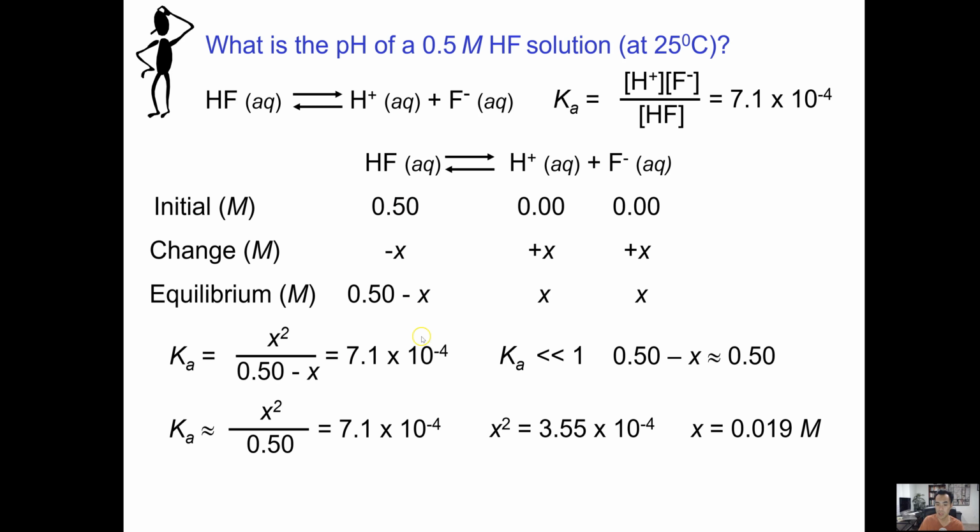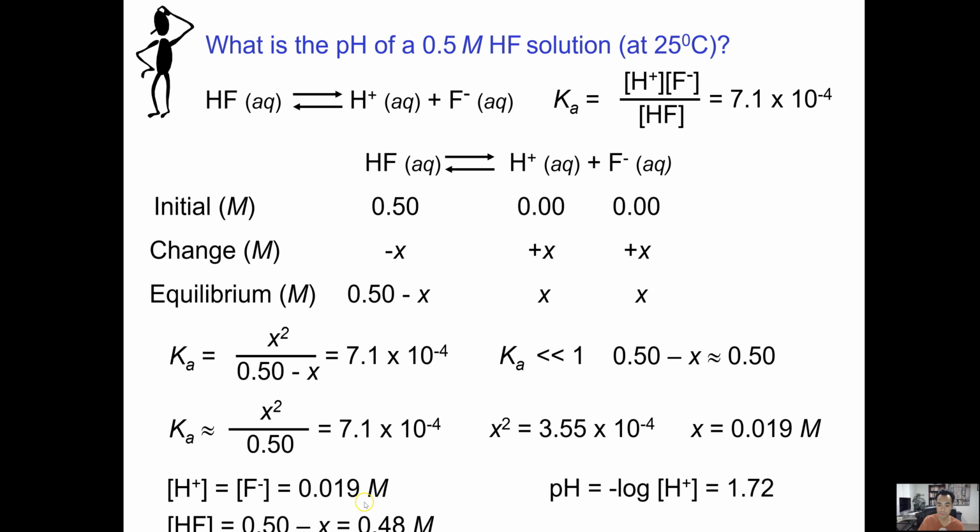However, they're looking for the pH value. So what we're going to do is assume that the number of H plus and F minus ions are the same because they're dissociating in equal amounts. And so we're going to subtract that from the HF, and then from there, we're going to take that log. So we're going to use that number, the 0.019. If you subtract it from your 0.50, you should get 0.48 molar of your HF. And once you do that, you should end up with the 1.72, which is the concentration for your HF.